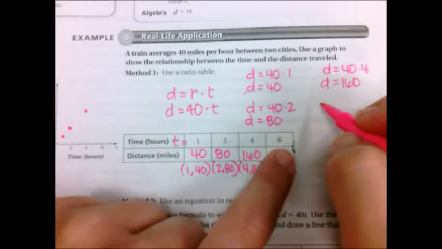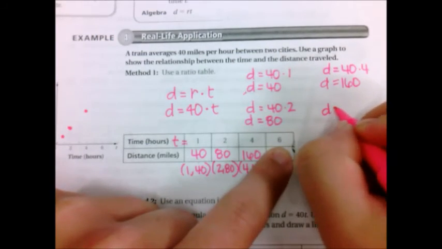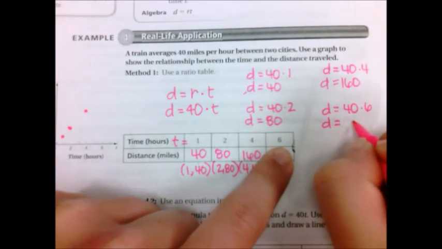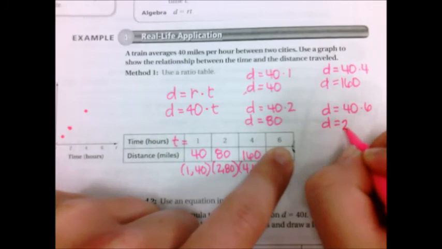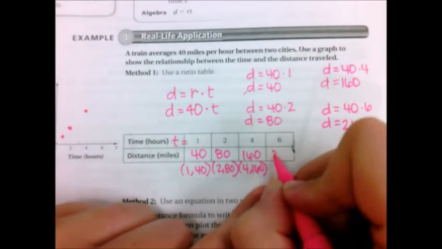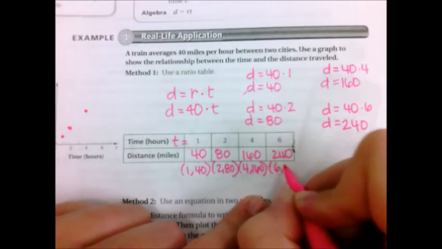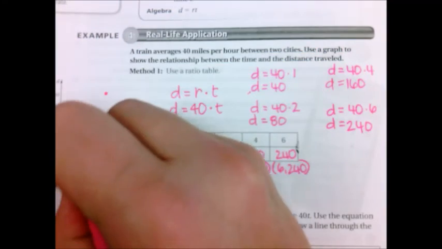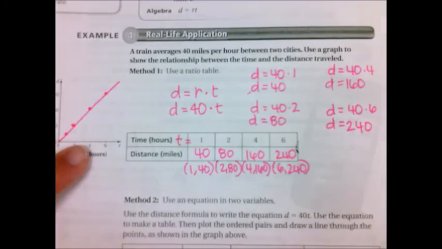And then our last one, if t equals 6, then d equals 40 times 6. D equals 6 times 4 is 24. Put a 0 on, so 240. 6, 240. And again, we do draw a line through these. Some graphs we don't, but on these ones we will.